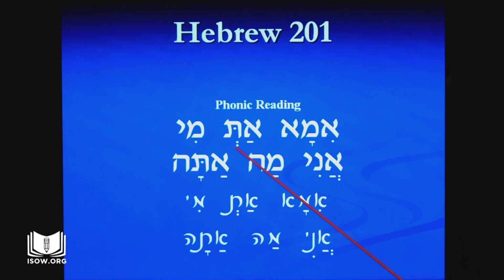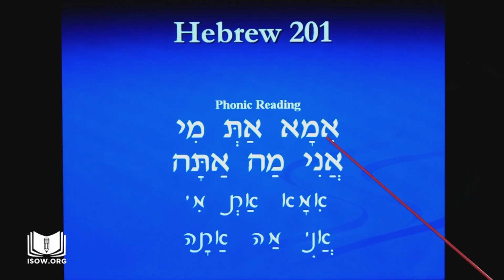In fact, we'll read through the block letters briskly. Ima, at, mi, ani, ma, ata.